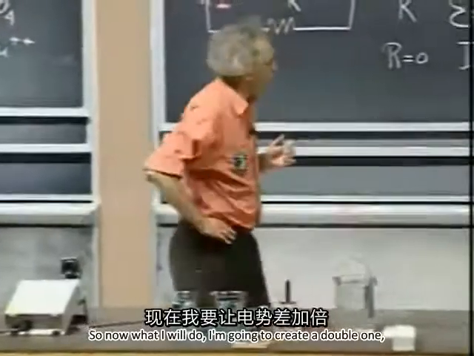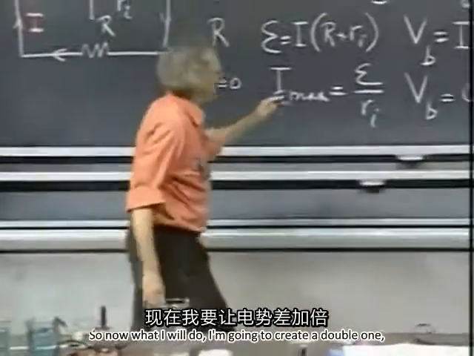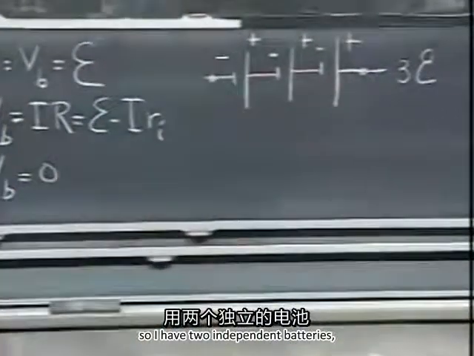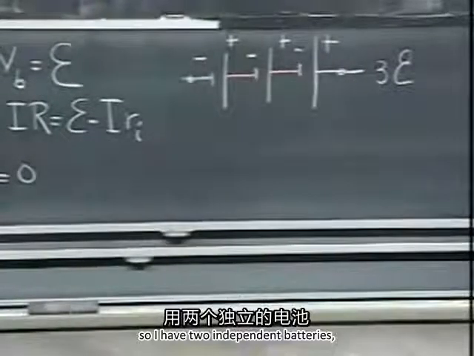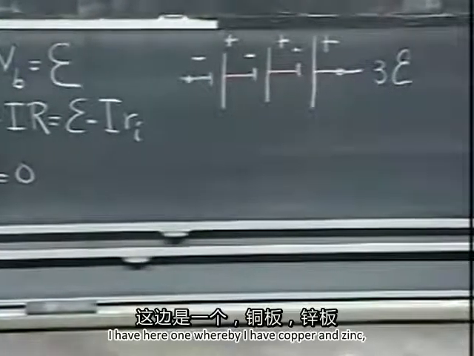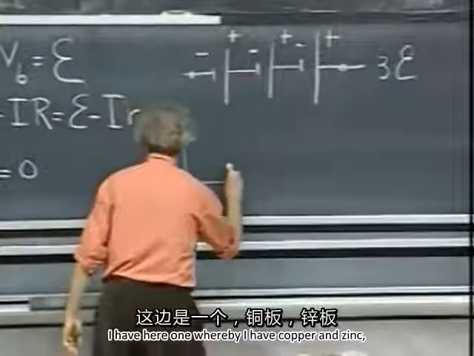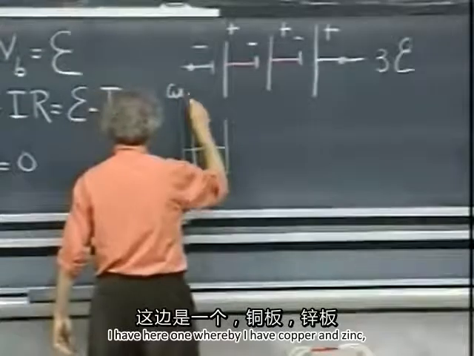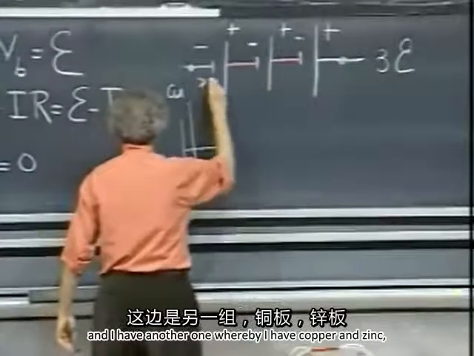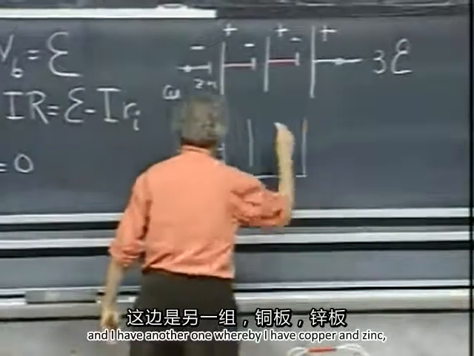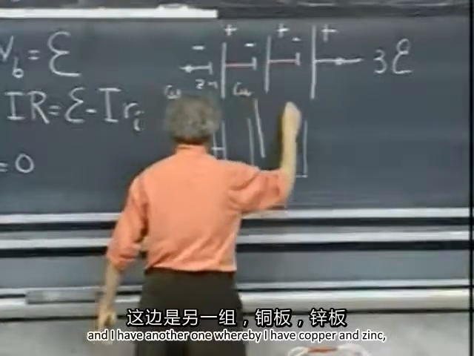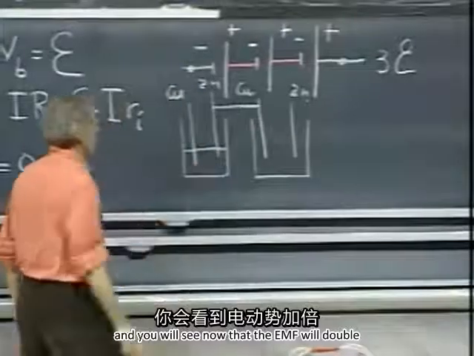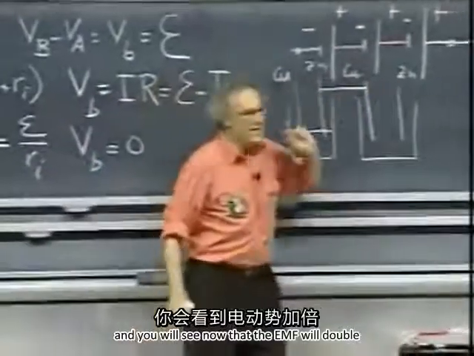So now what I will do, I'm going to create a double one. So I have 2 independent batteries. I have here one whereby I have copper and zinc, and I have another one whereby I have copper and zinc, and I'm going to connect this one, and you will see now that the EMF will double.